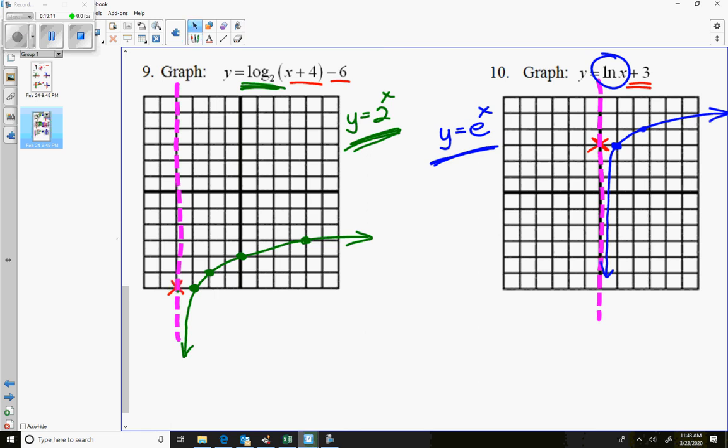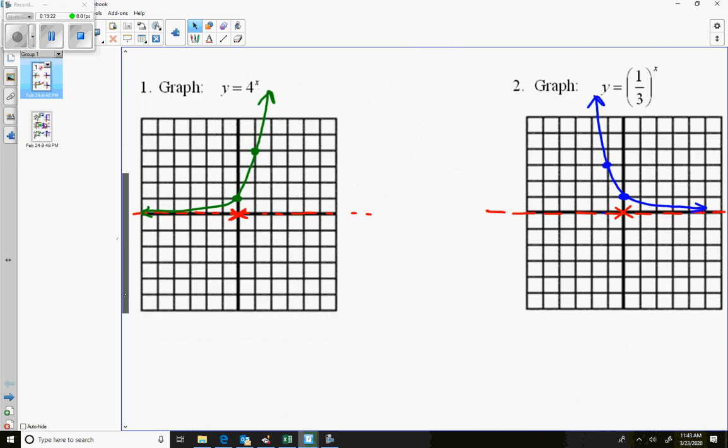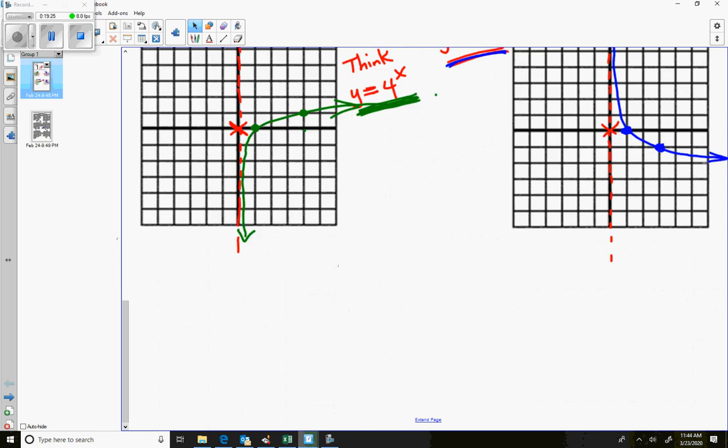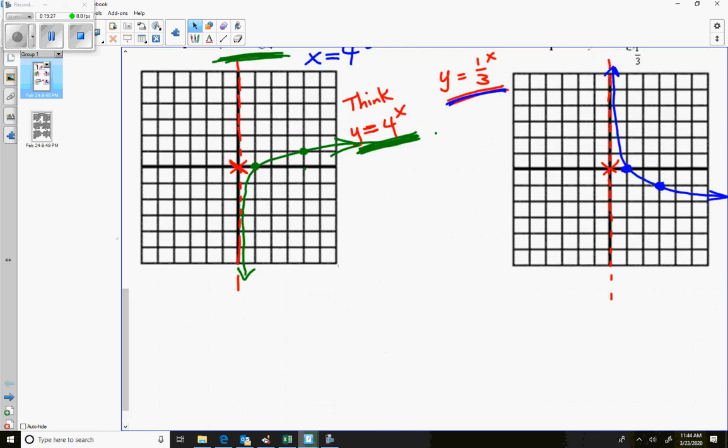Alright, we're not finished. We need to go back and look at our domain and range and even the asymptotes. So let's go back to problem number 3. What is the equation of our asymptote? Okay, the equation of the asymptote, well, it's a vertical line. Vertical lines cross the x-axis. Where does it cross the x-axis? At 0.